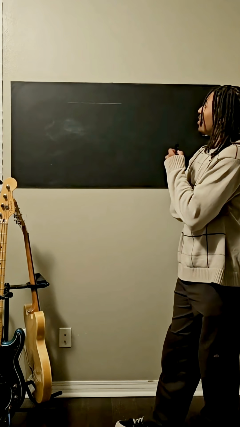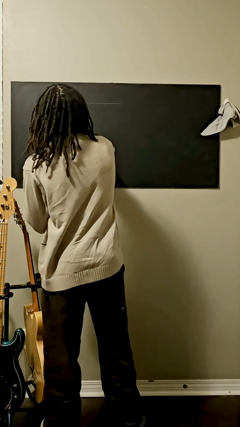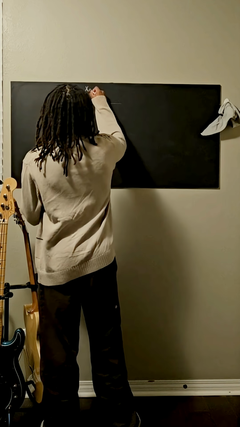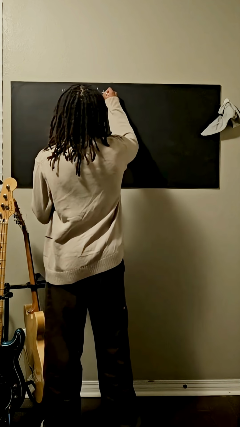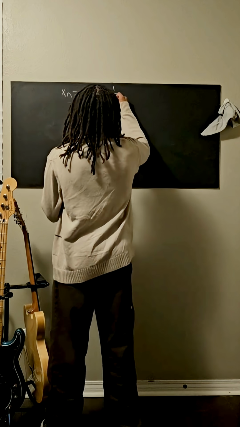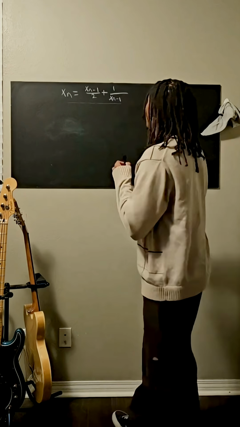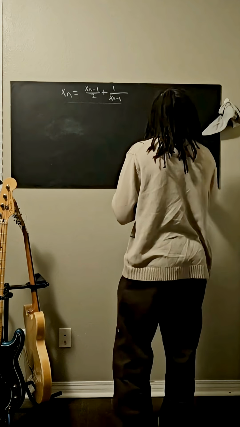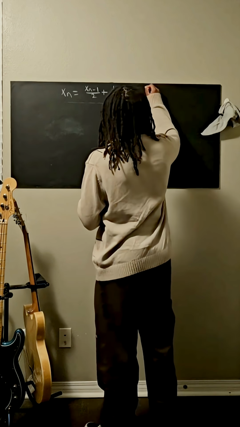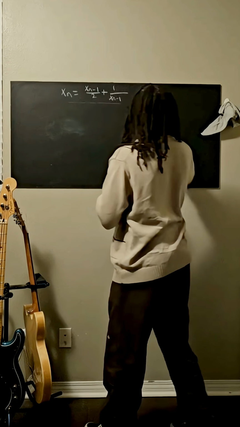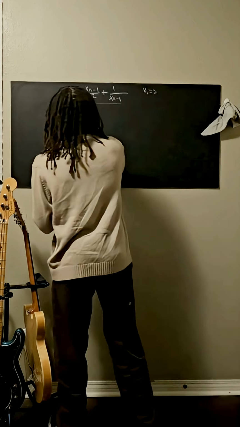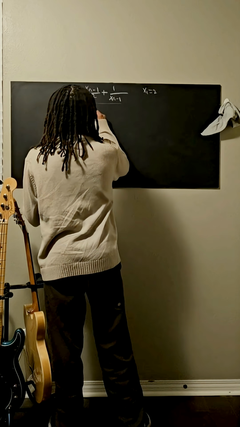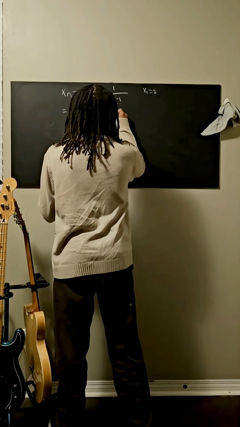So the Babylonians had this way, or this formula, to figure this out: xn equals xn minus 1 over 2 plus 1 over xn minus 1, right? Where xn minus 1 is just your first guess. All right, so let's say my first guess was 2. I'd plug into this formula and get 2 over 2 plus 1 over 2, which equals 3 over 2.